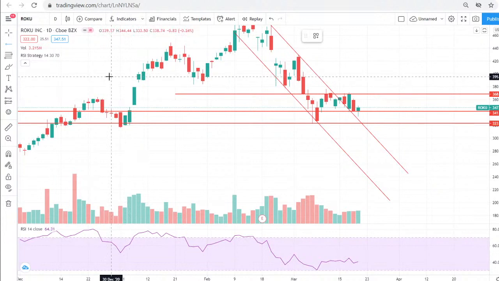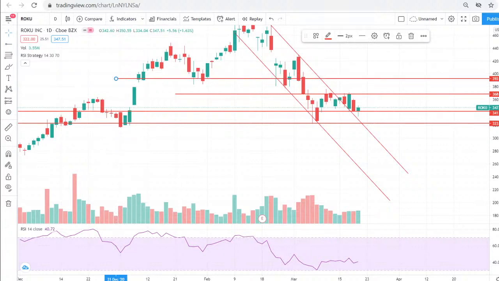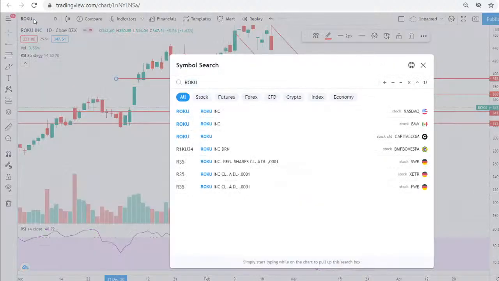R2 should be somewhere here. This can be the point for R2. This should be R3 92, the next resistance level for this stock. Yeah, I think we can move on to the next.